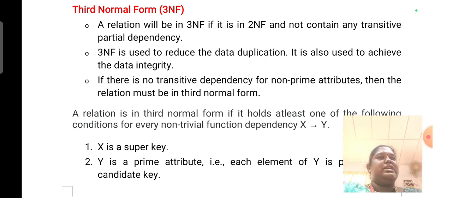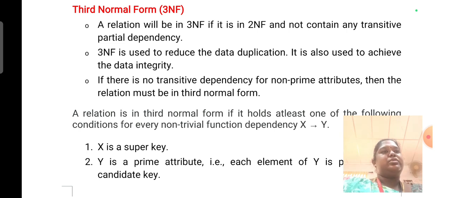Third normal form: a relation will be in 3NF if it is in 2NF and does not contain any transitive or partial dependencies. Transitive means an indirect relationship. Partial means the dependency is only on part of the key. 3NF is used to reduce data duplication. It is also used to achieve data integrity.